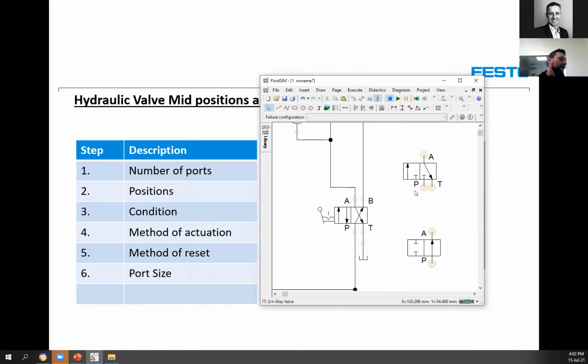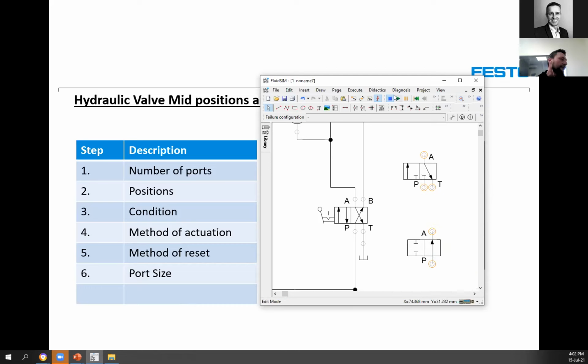This valve, if you're looking at P, it is blocked. So we always look at pressure. Where does pressure go? If P goes through, it's a normally open. If we look at P here on this valve, it goes nowhere. That means it's a normally closed valve. But what about this valve?